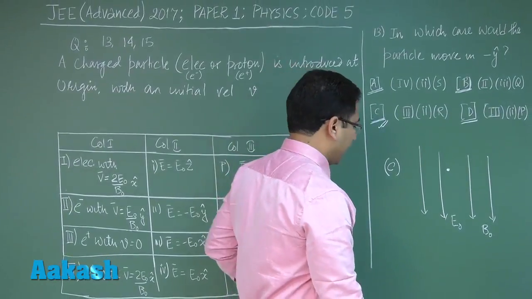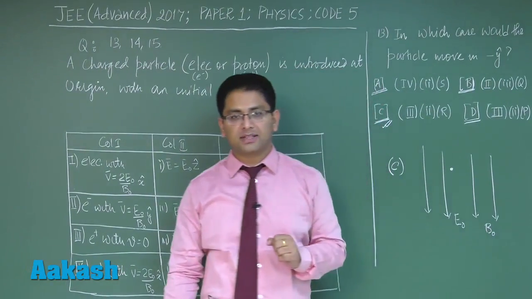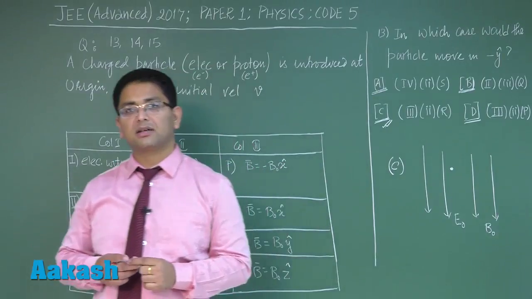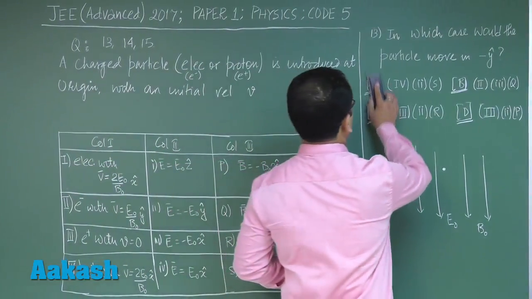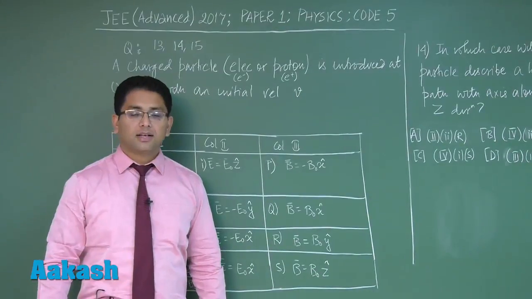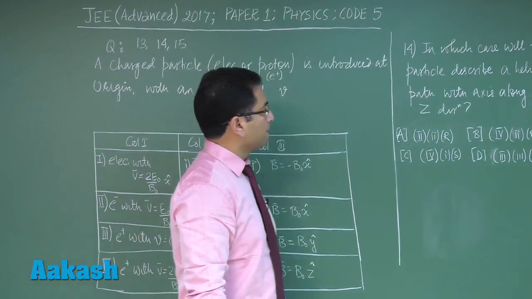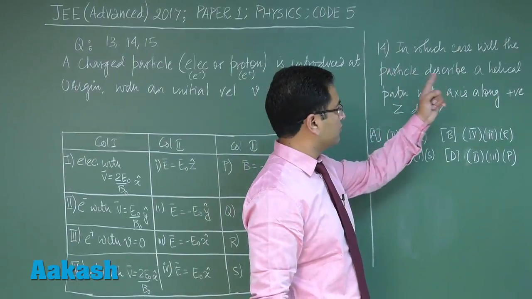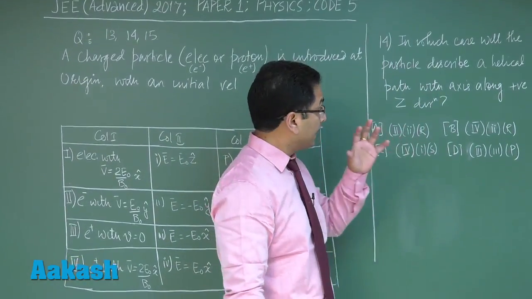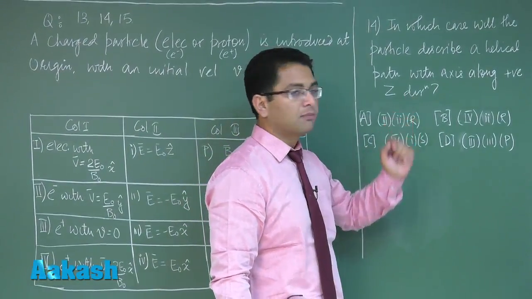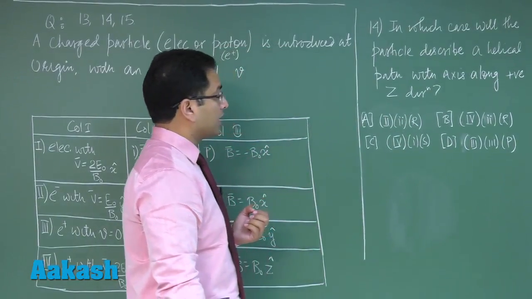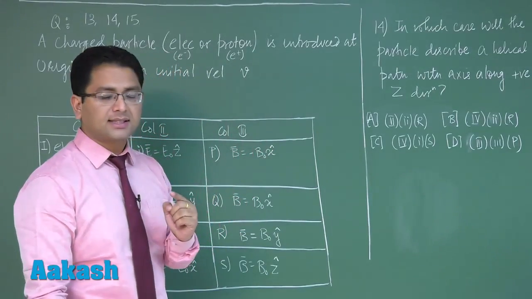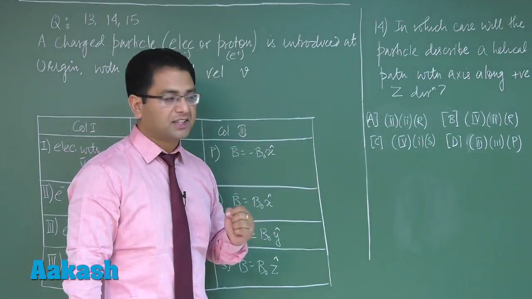Now I'll keep this as it is because I require it for reference, and we'll go for question number 14. Let's move to question number 14, and it says, in which case will the particle describe a helical path with axis along positive z direction? So we need a helical path, and the axis of that helix should be along z direction.